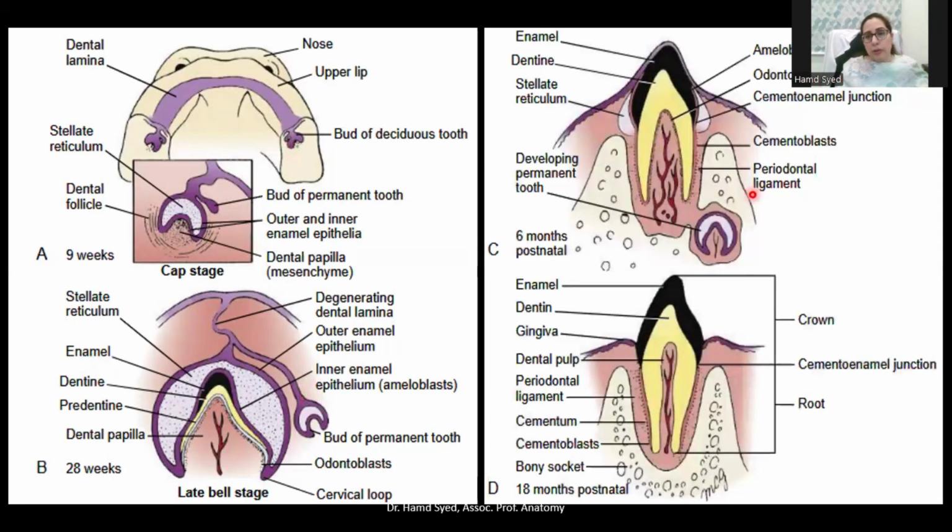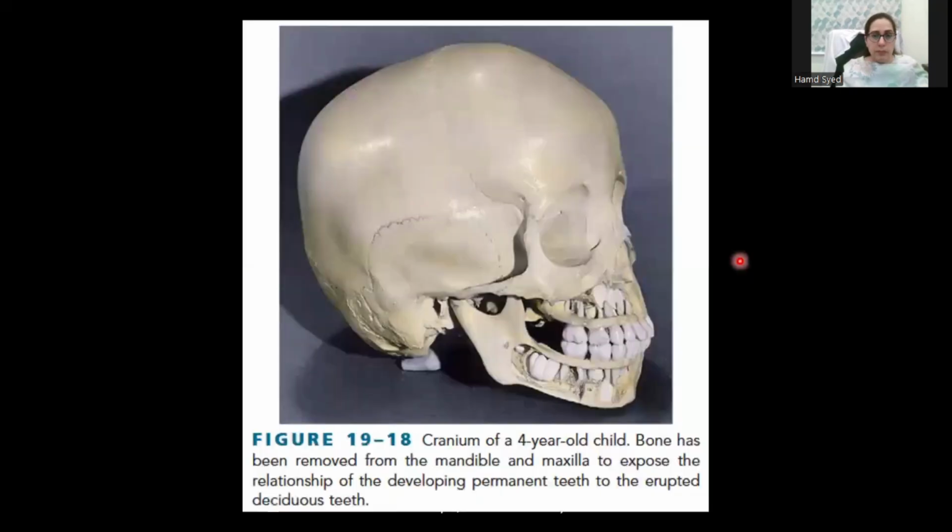Here again, you can see this is the primary tooth, and also you've got the developing permanent tooth. This is a cranium of a 4-year-old child, and bone has been removed from this mandible as well as the maxilla over here to show us the relationship of the developing permanent teeth with the milk or baby teeth.